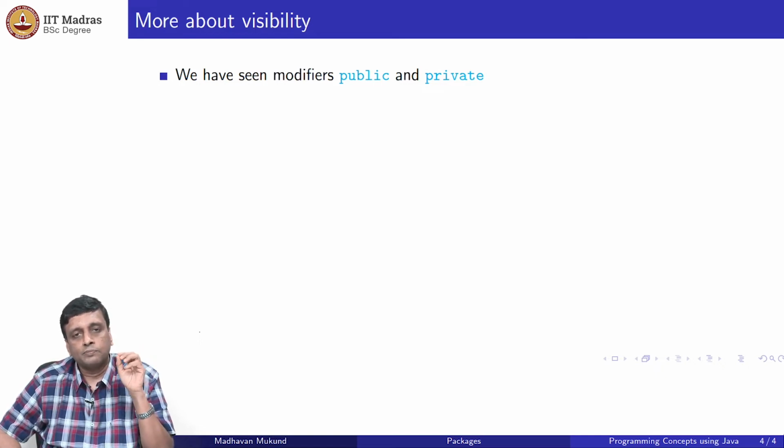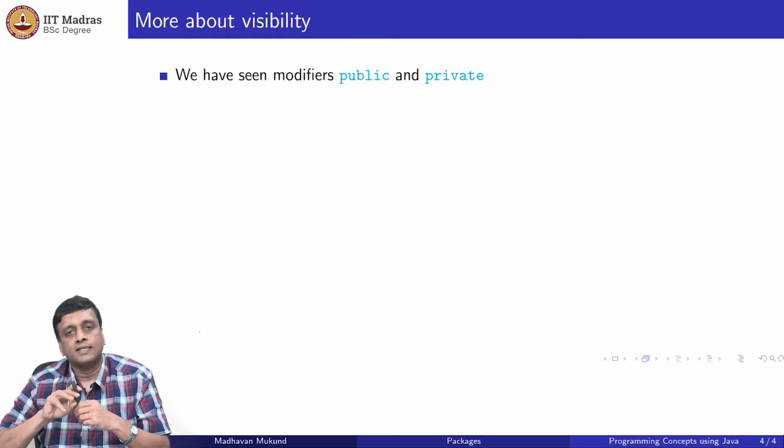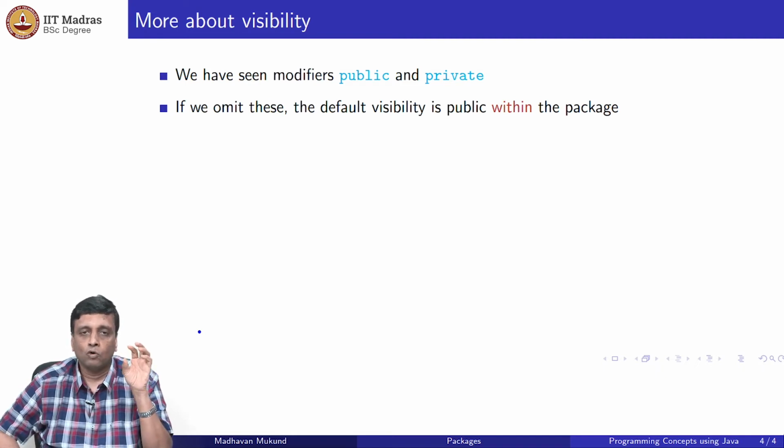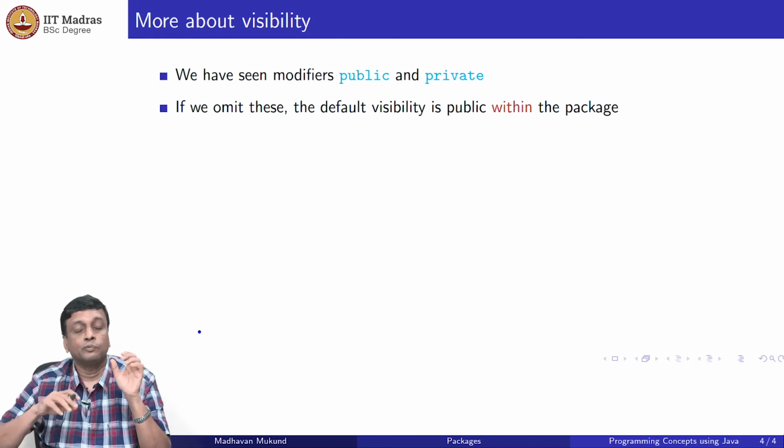So, this brings us to another topic. We have seen these modifiers public and private, but in some examples and in various books, you will often see that people omit these modifiers. So, there is neither public nor private. So, what could it possibly mean? In Java, what this means is something which is visible within the package. So, if anything is defined to be just a class or just a method, or just an instance variable without saying public or private, it means that it is public within the package, right.